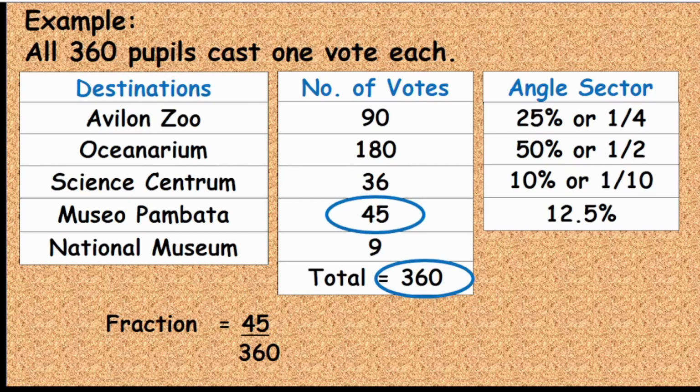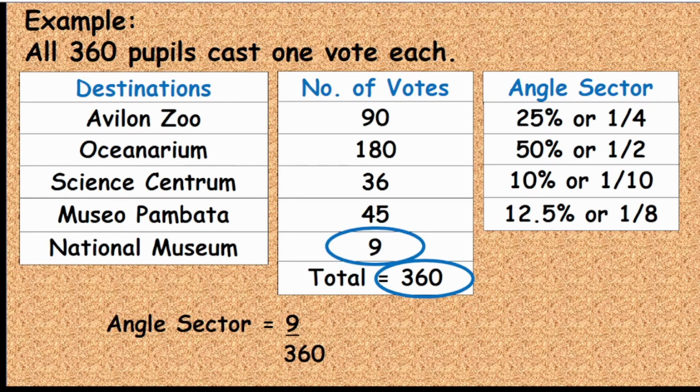For fraction form, 45 divided by 360. Now let's divide by 45. 45 divided by 45 is equal to 1. 360 divided by 45 is equal to 8. So 12.5% or 1/8 is the angle sector of Museo Pambata.